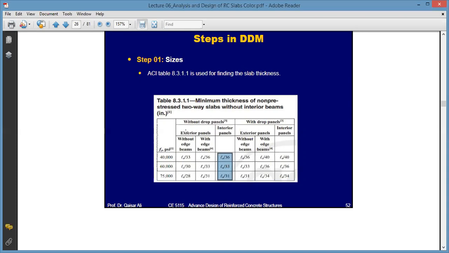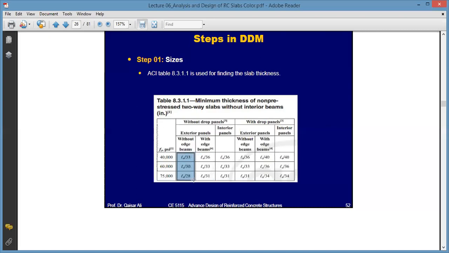For the same case, this is for the interior. For the exterior, normally you have seen that if there is no interior beam in the slab, then sometimes exterior beams are available, meaning beams at the edges. So if you have an edge beam, then for the exterior panel you have to use these. Both are the same. And for the case when you have no edge beam, then the thicknesses will be equal to these.